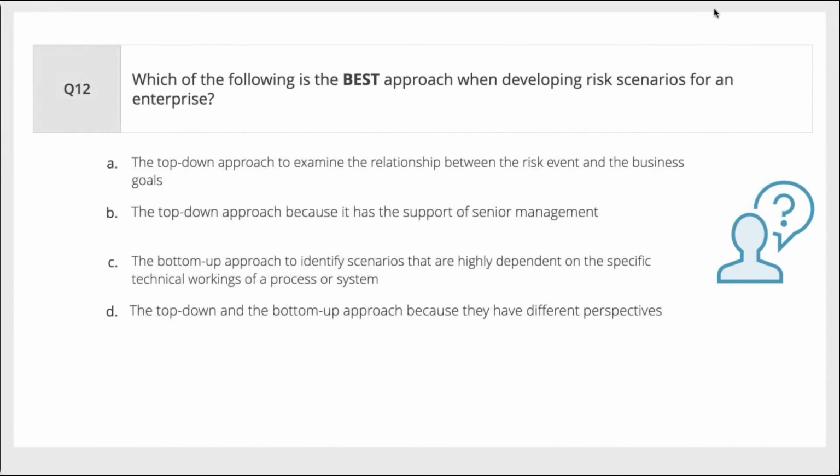These are slightly more difficult questions now. Risk scenarios, top down, bottom up. Again, only if you've studied this, you'll be able to answer this question. We'll just do 5 questions more, okay?